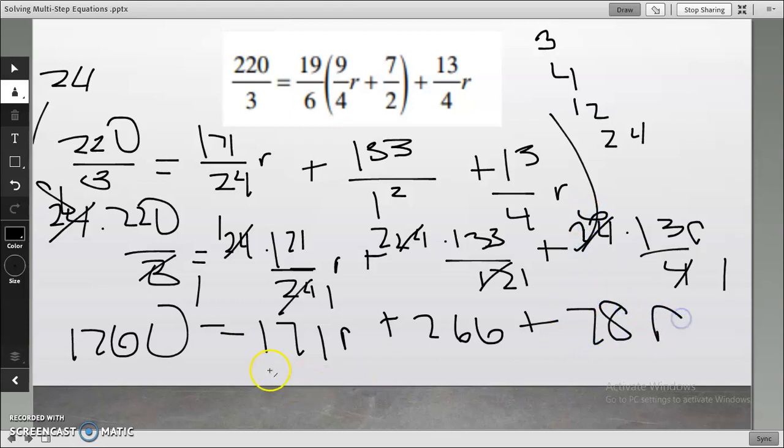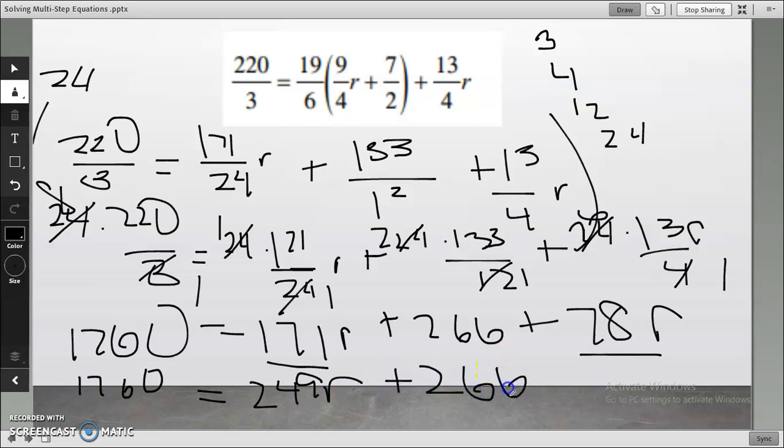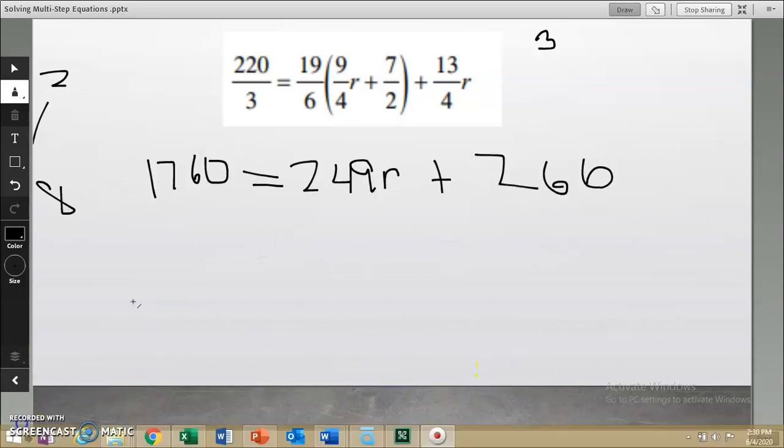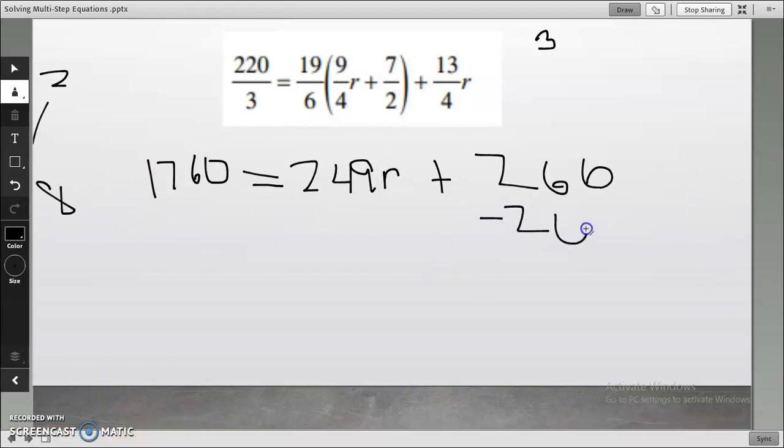All right, so now I have like terms on one side that I need to combine. So I get 1760 equals 249r plus 266. All right, so clearly I ran out of space. So now look at this. It's beautiful, right? I can solve it. So I'm going to subtract 266 from both sides.